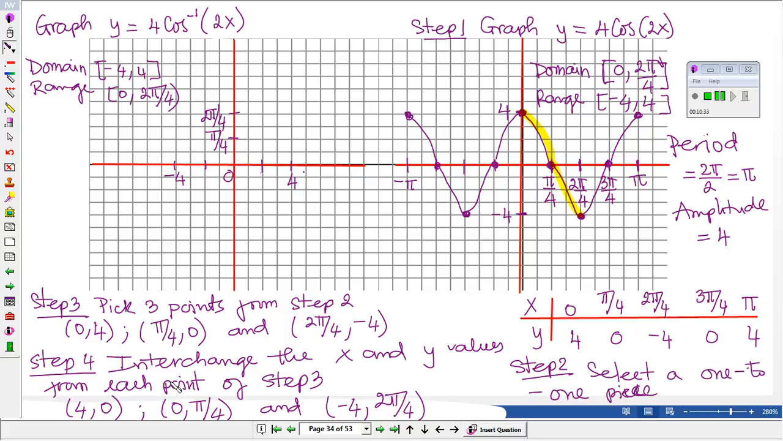Now you are going to plot the points. The first point will be 4, 0. Then 0, pi over 4, and negative 4, 2 pi over 4. And now you are going to connect the 3 points with a curve. So it decreases. This will be step 5. So that will be the graph of our inverse cosine.